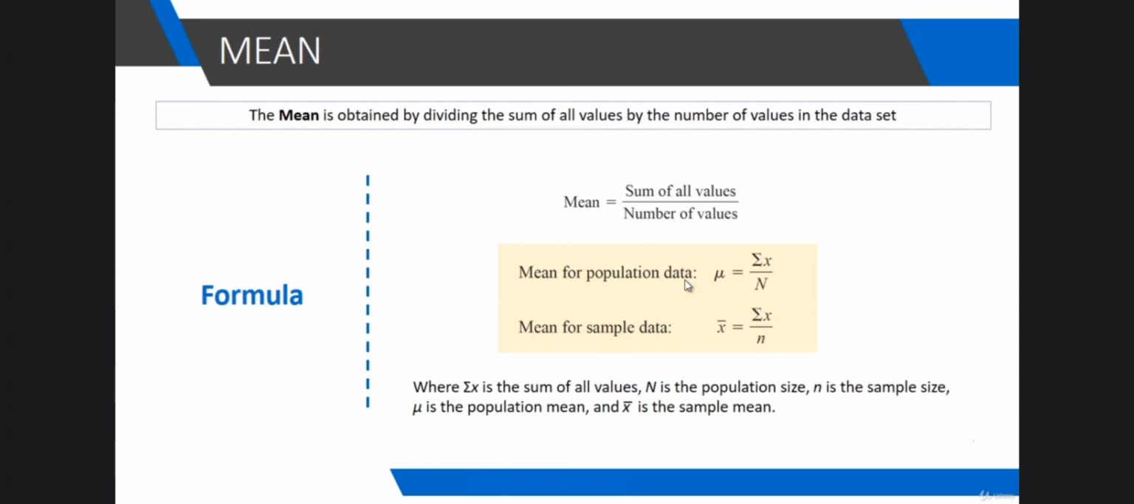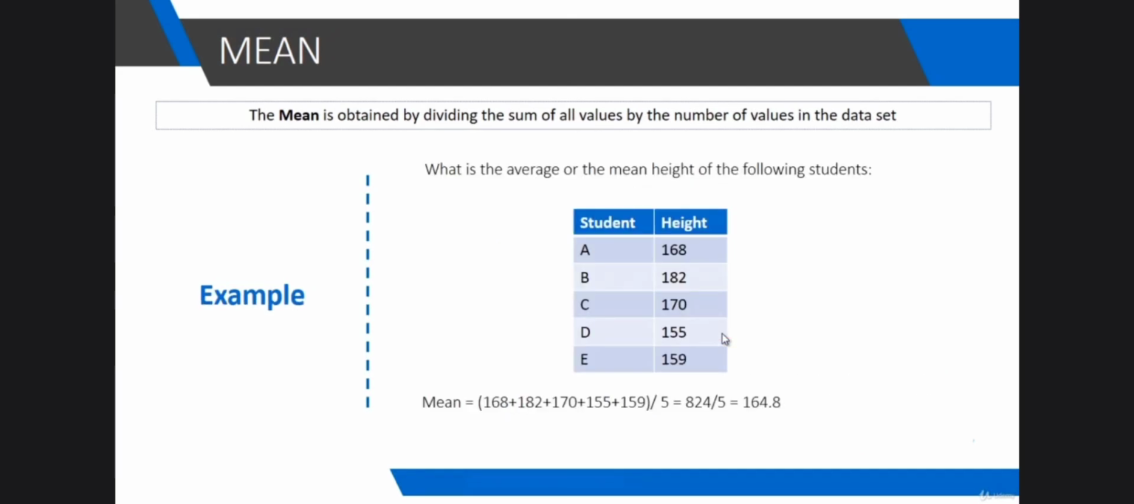So population mean is denoted by mu. This symbol is mu. And sample mean is denoted by x bar. Let's look at an example. Here are 5 students and their heights. What is the mean of their heights? So we add the heights and divide it by 5. We get 824 divided by 5, which comes out to 164.8.